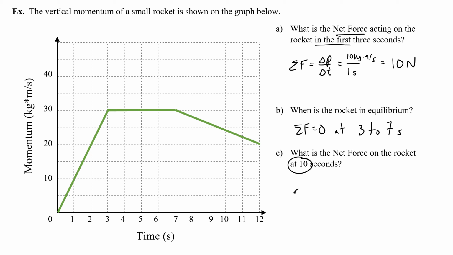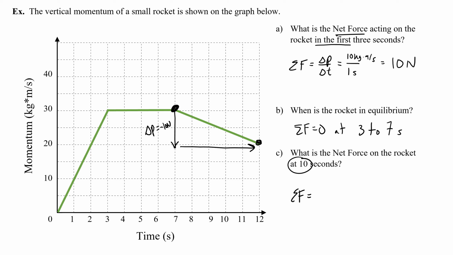So the net force is the change of momentum, which in this case, let's pick just the 2 endpoints. That seems easiest. I go from 30 to 20, so the change of momentum is down, a negative 10 newtons.